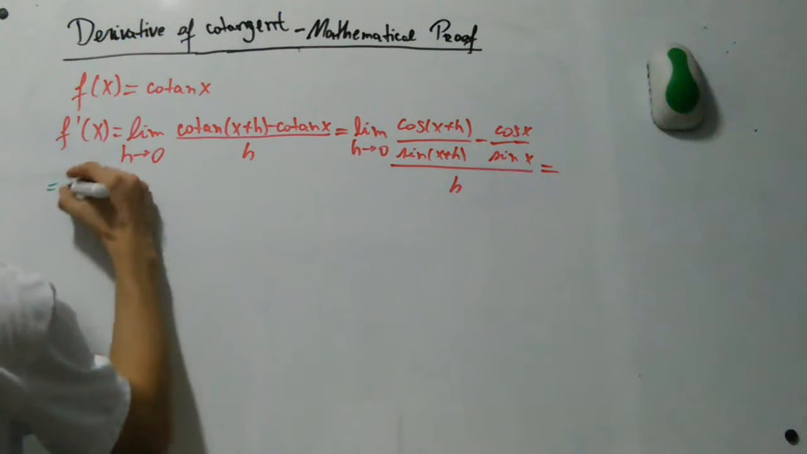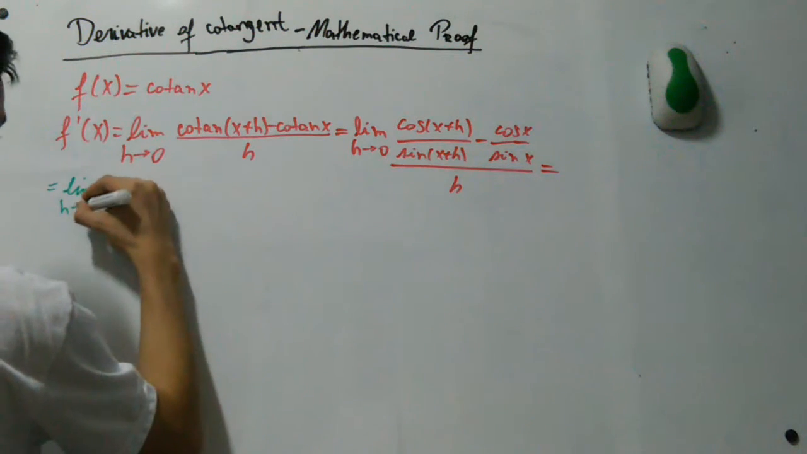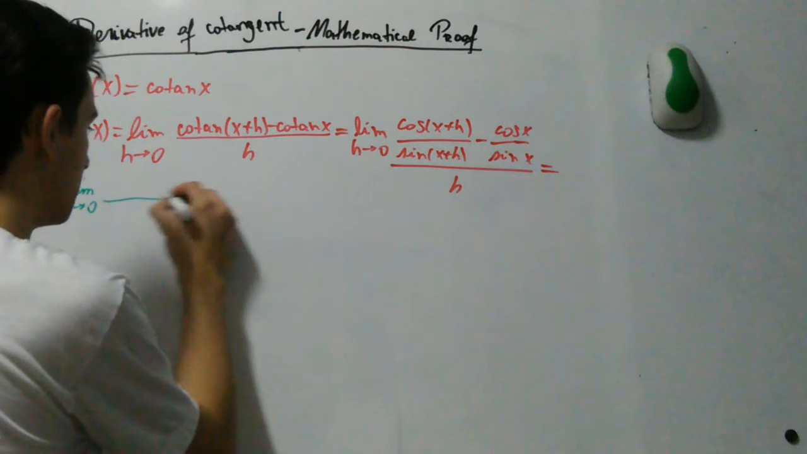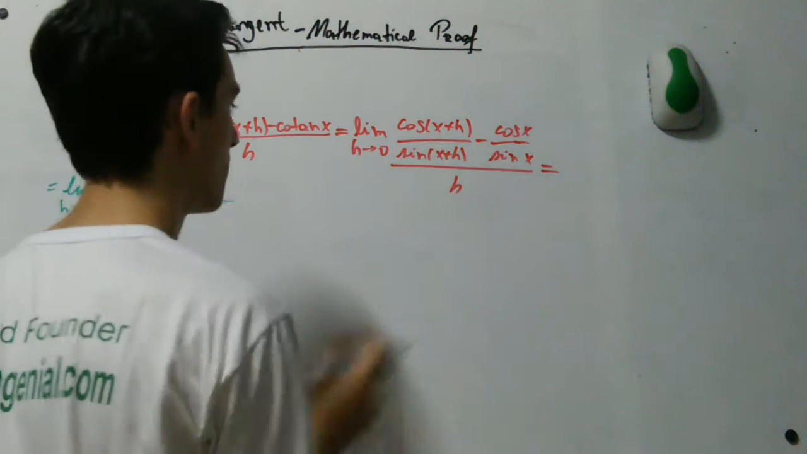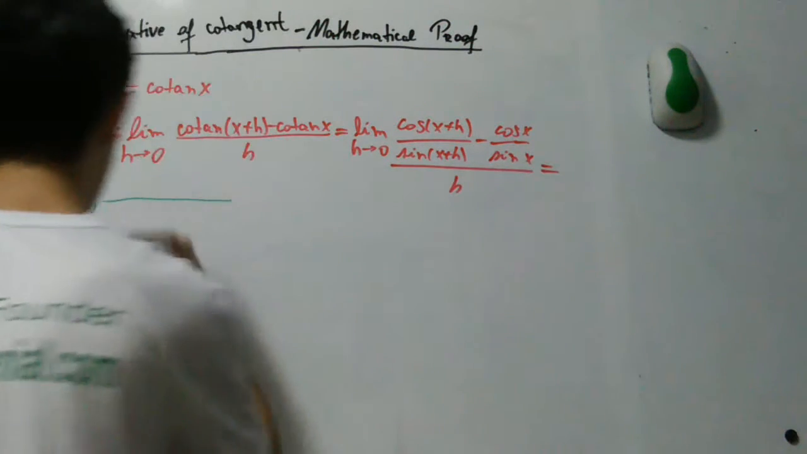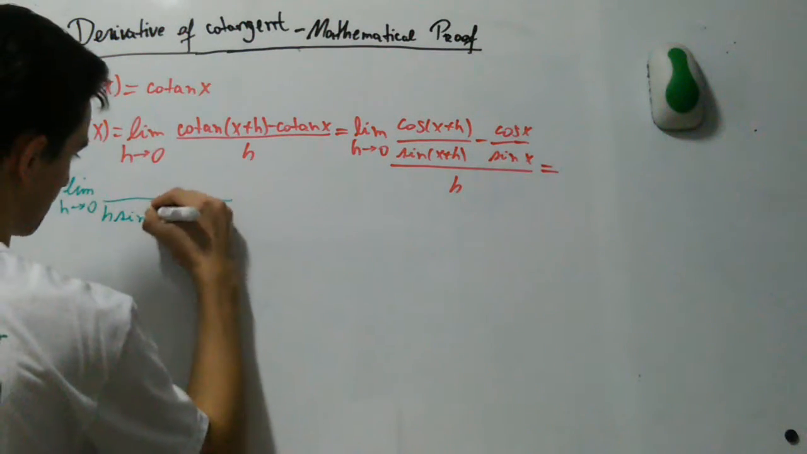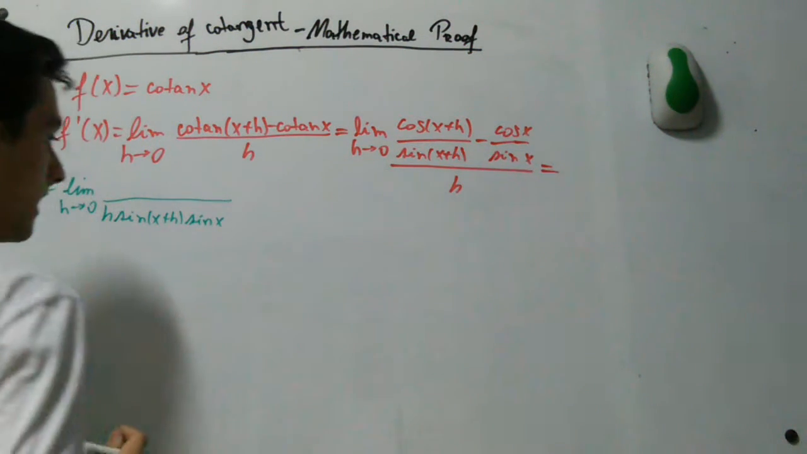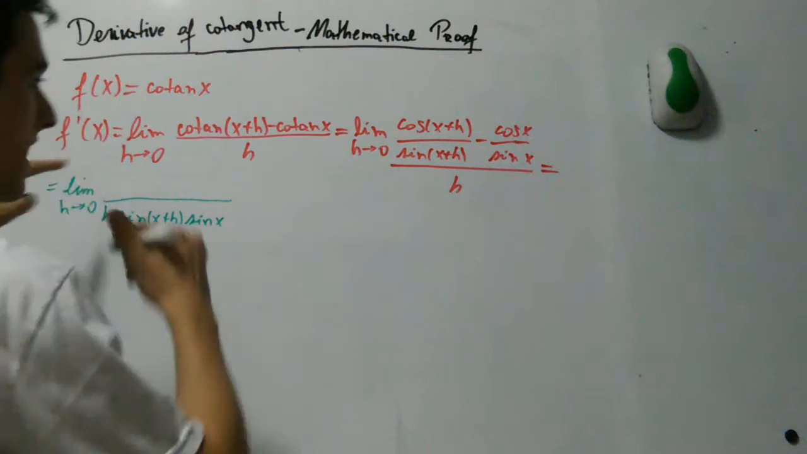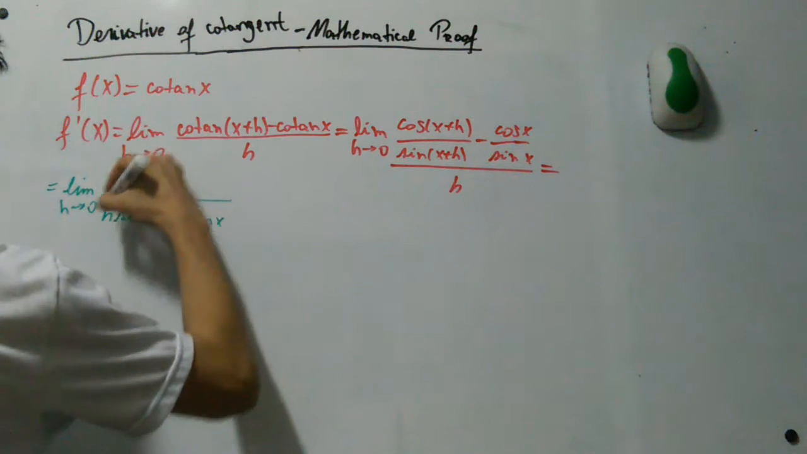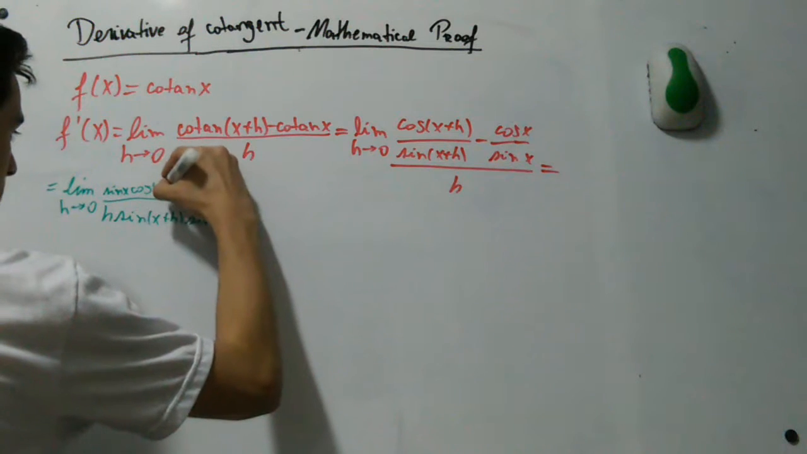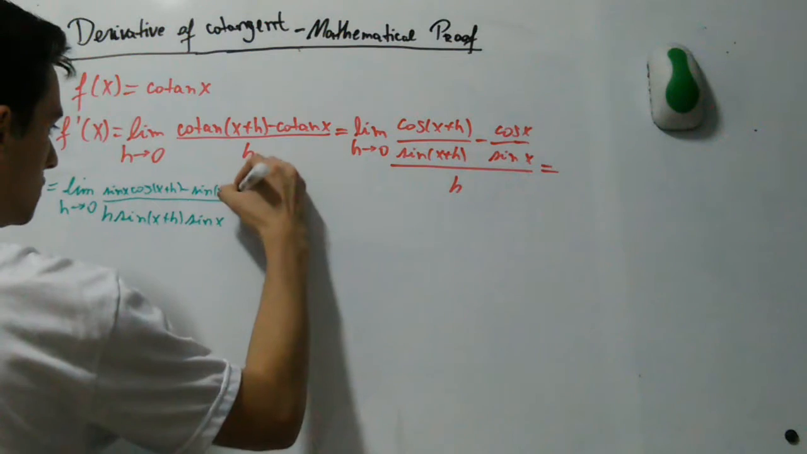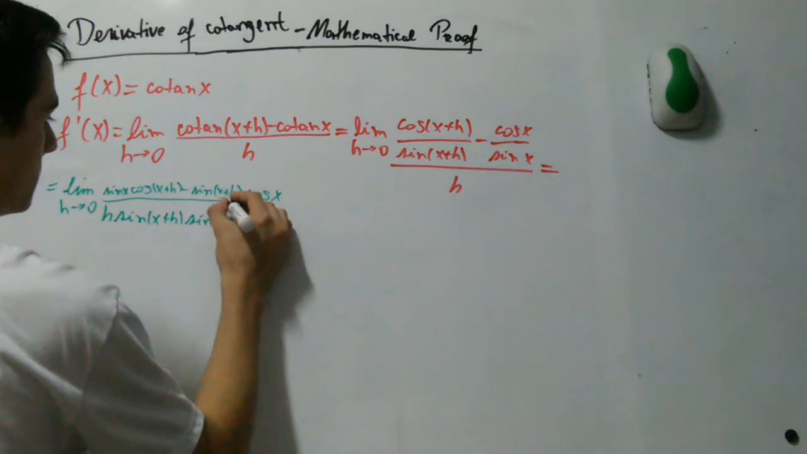This is equal to the limit when h approaches 0. And then we're going to calculate the least common factor between sine of x plus h and sine of x. So this is h times sine of x plus h times sine of x. And in the numerator, we are going to have sine of x times the cosine of x plus h minus the sine of x plus h times the cosine of x.